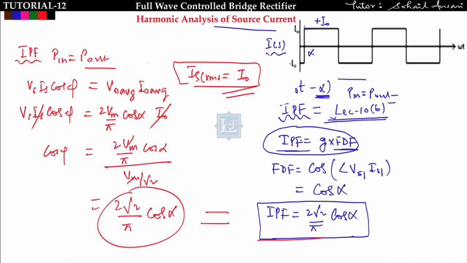So either you can follow input power factor is equal to G into fundamental displacement factor, or you can go by putting P in equal to P out. You will get the same result. Both are the right approach, and you can go by any approach.